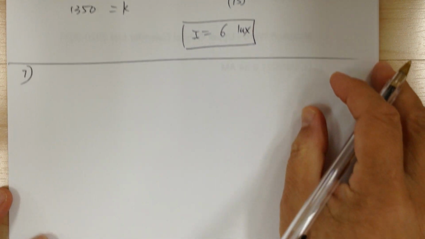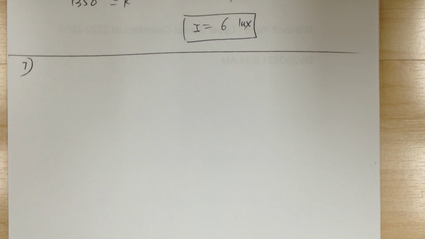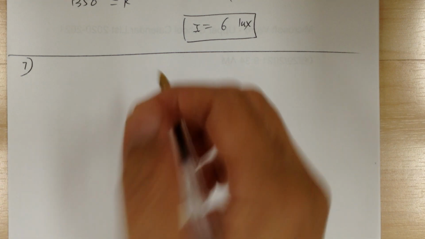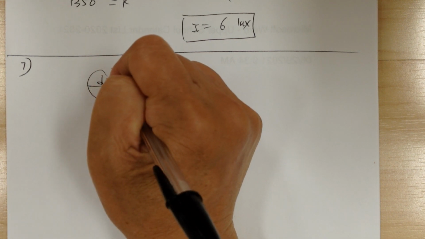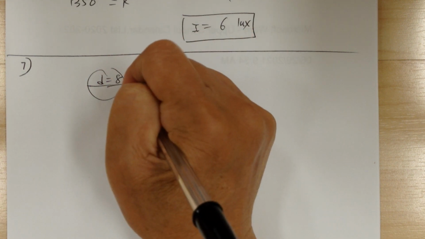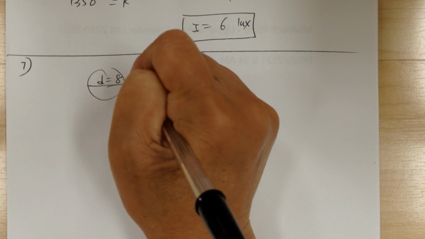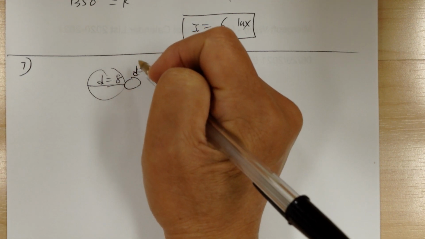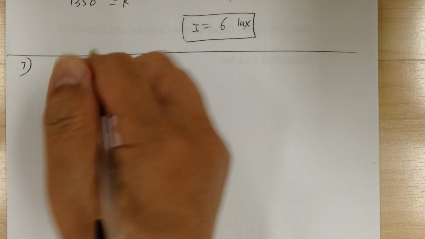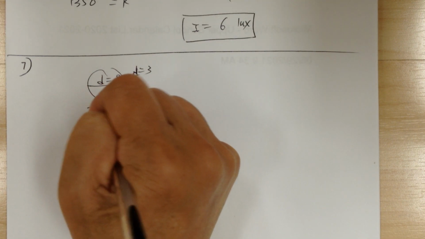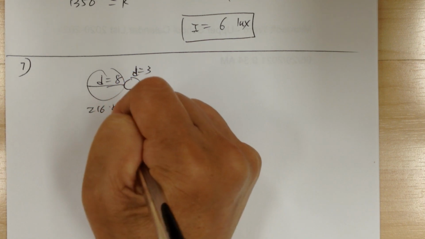Okay, number 7. It says a sprocket gear 8 inches in diameter. Okay, so you've got diameter equal to 8. It's connected to another gear with diameter equal to 3. How fast does the small gear rotate if the large one rotates at 216 revolutions per minute?